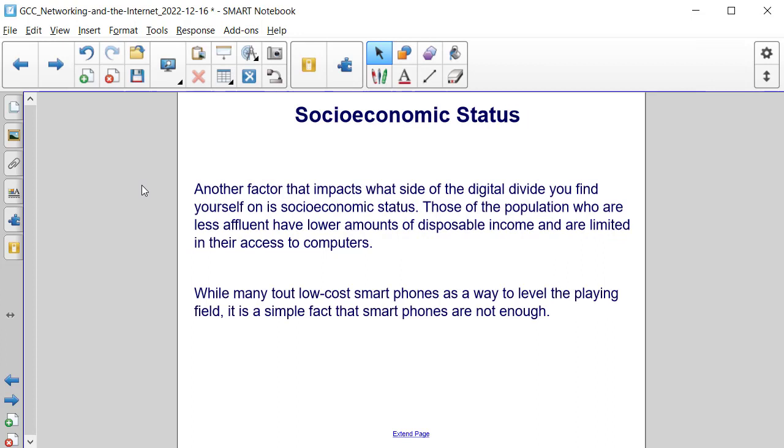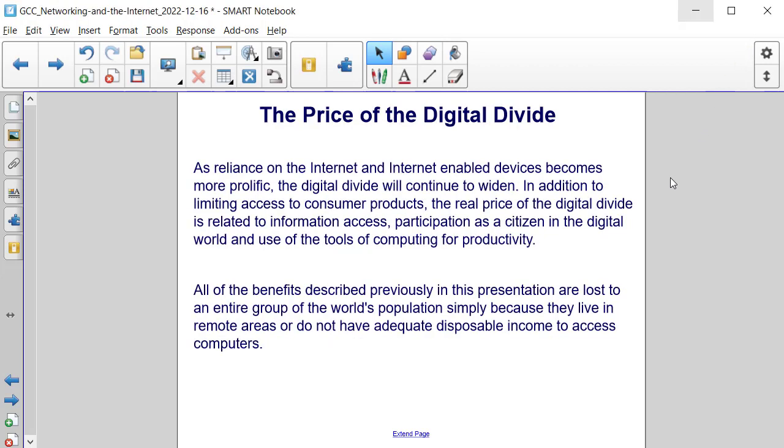Another factor that impacts what side of the digital divide you find yourself on is socioeconomic status. Those of the population who are less affluent have lower amounts of disposable income and are limited in their access to computers. While many tout low-cost smartphones as a way to level the playing field, it is a simple fact that smartphones are not enough. As reliance on the internet and internet-enabled devices becomes more prolific, the digital divide will continue to widen.